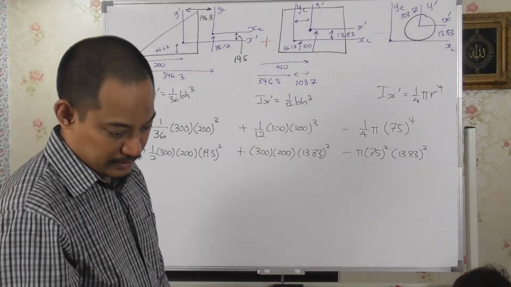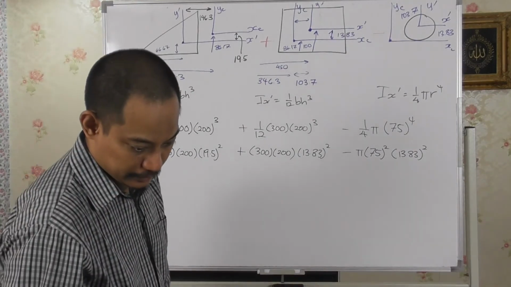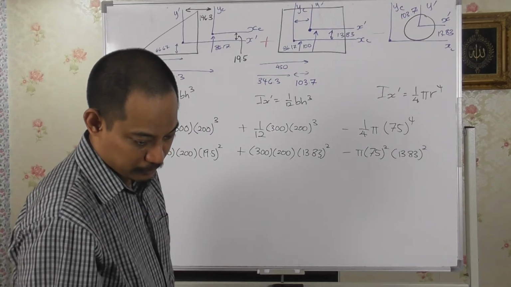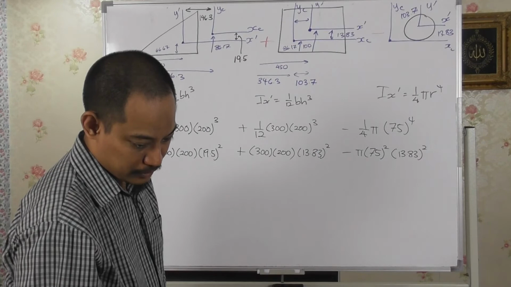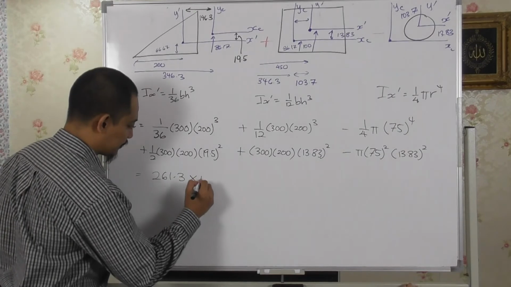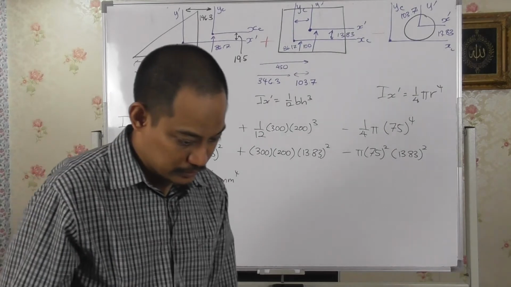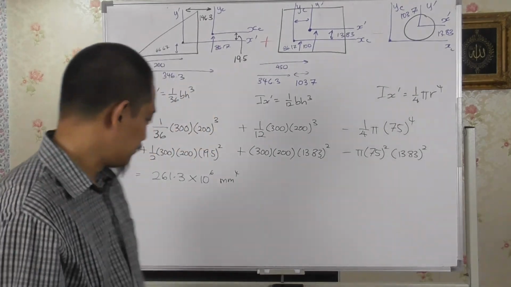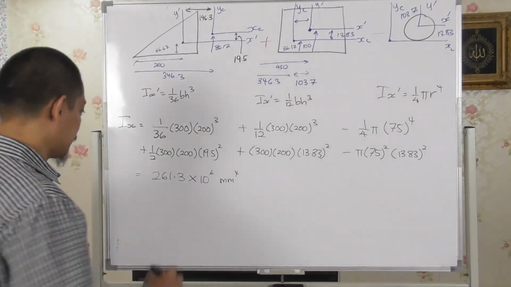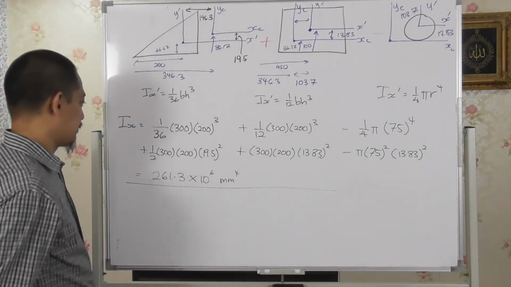So if you calculate this, do verify the number, you will get 261,319,811.4 millimeter to the power 4, or 261.3 times 10 to the power of 6 millimeter to the power of 4. 261.3 multiplied by 10 to the power of 6. Okay, verify the number. Put in the comment below if any mistake that you notice.